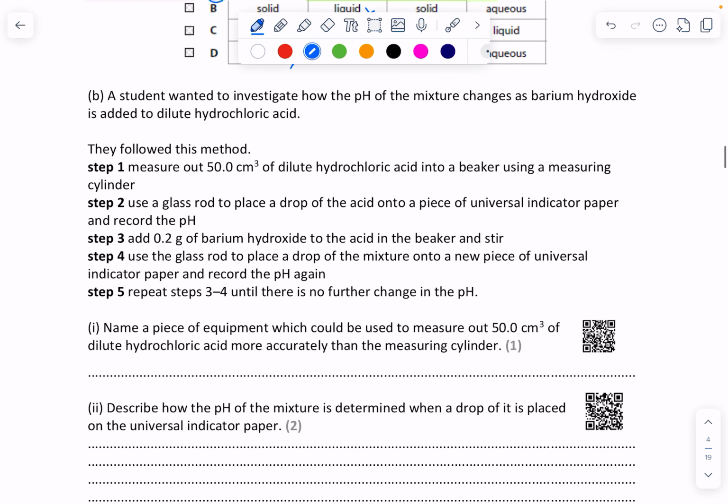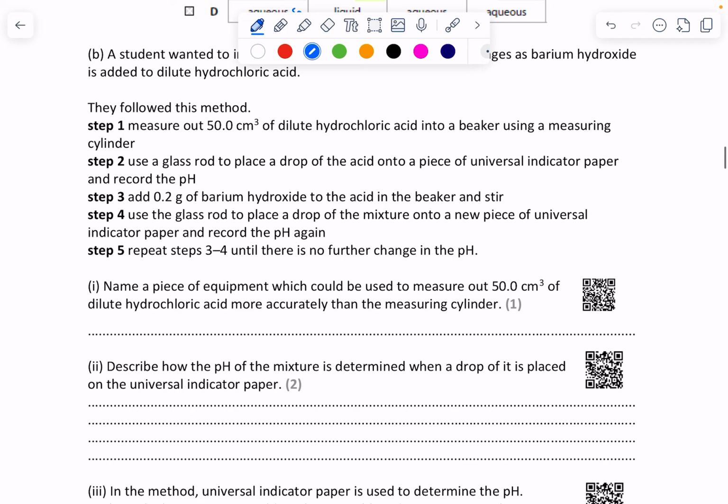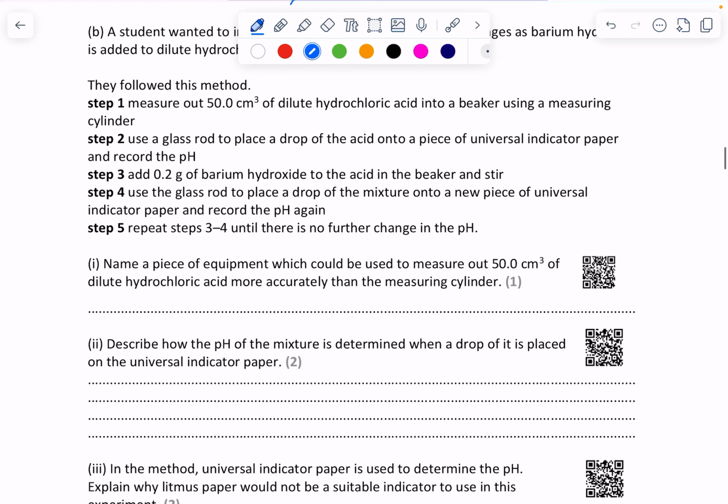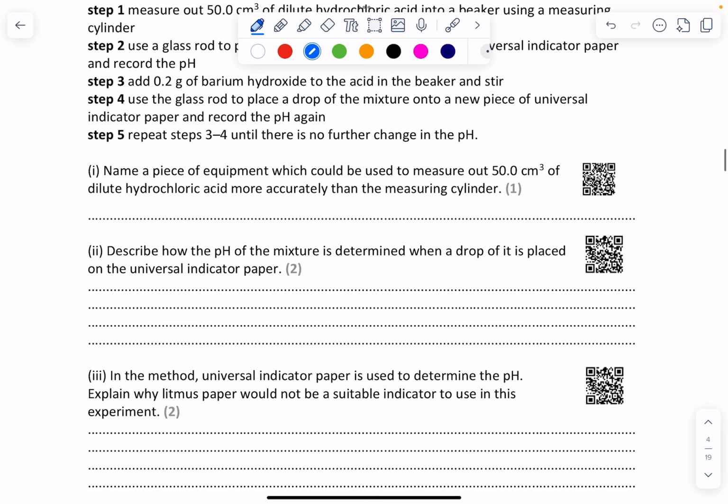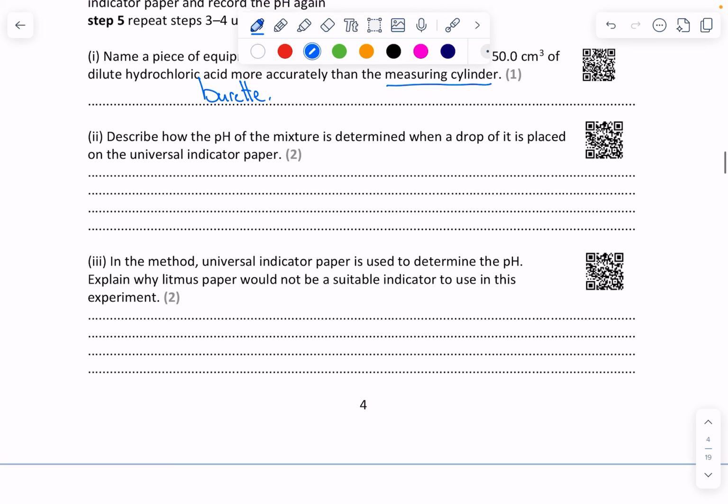Okay, the student wanted this investigation. This is one of the core practicals we did, and they're adding the solid to the liquid. And it says describe how they could more accurately measure the volume of the hydrochloric acid, something better than a measuring cylinder. So a better way than using a measuring cylinder would be to use a burette. That's the device we used when we were measuring volumes in a titration.